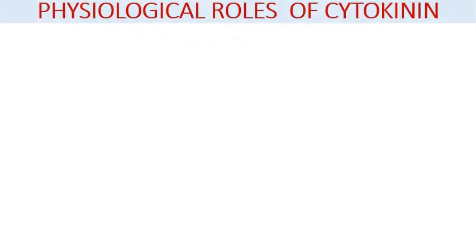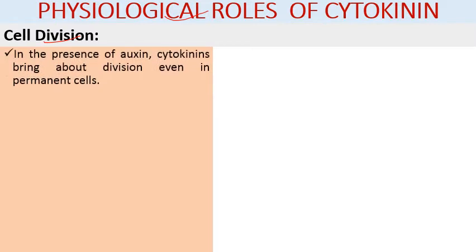Next, we have some physiological roles of cytokinin. It plays a very important role. As the name indicates, it helps in cell division. So first is cell division. It stimulates cell division in callus culture. So in the presence of auxin, cytokinin brings about division even in permanent cells. So already differentiated cells can undergo cell division when there are proper concentrations of auxin and cytokinin. These two hormones control cell division even in permanent cells.